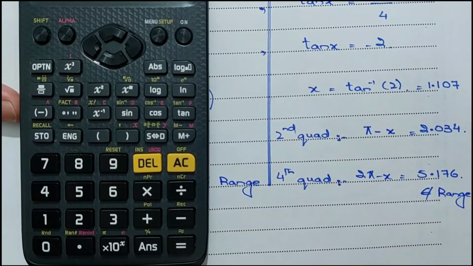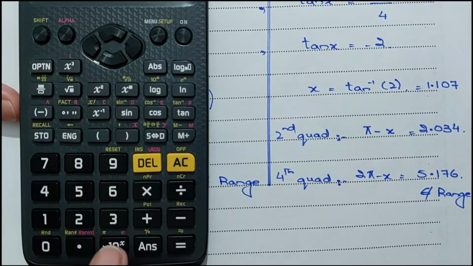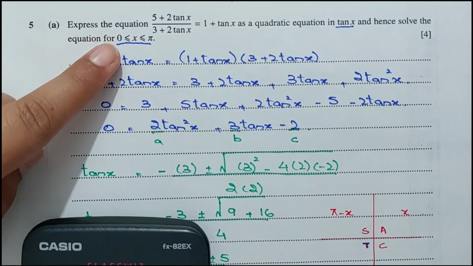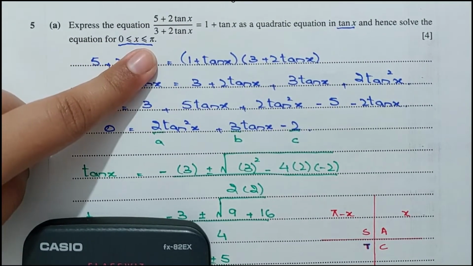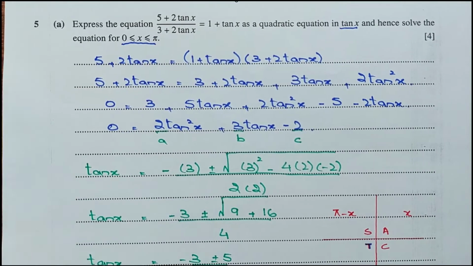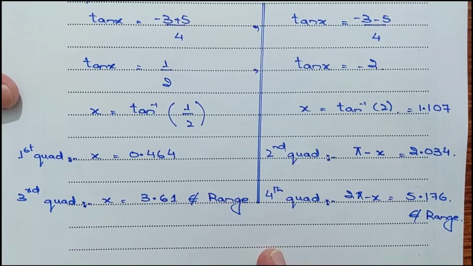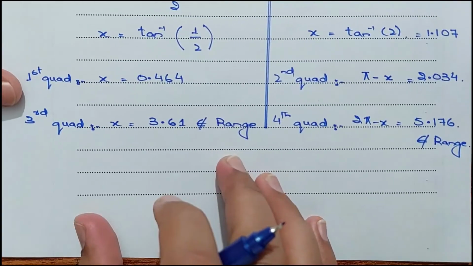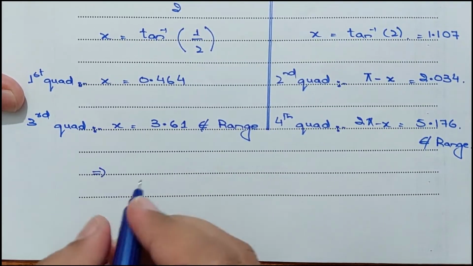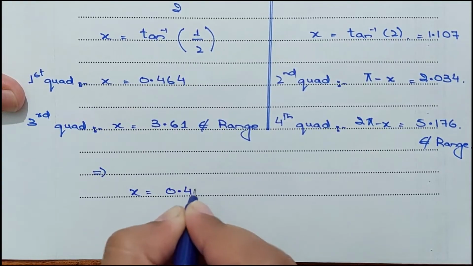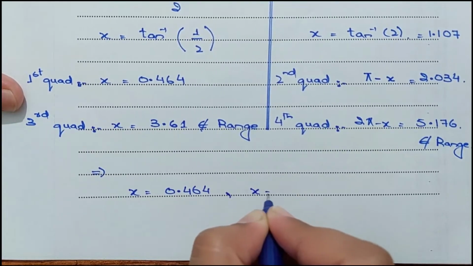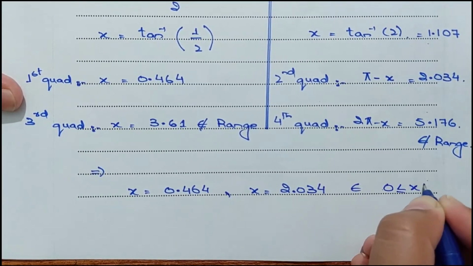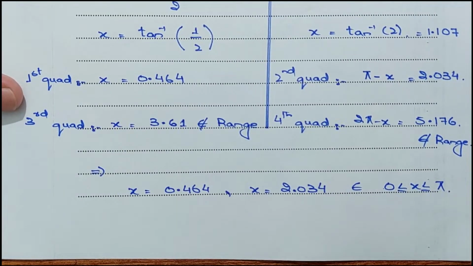My range is between 0 to pi, and pi is basically 3.1416. In the question, the x value should lie between 0 and pi. So between 0 to 3, we can say, this value is between 0 and 3, this is more than 3. So the values of x which satisfy the given range are x equals 0.464 and x equals 2.034. These belong to 0 less than or equal to x less than or equal to pi. These are the two solutions.